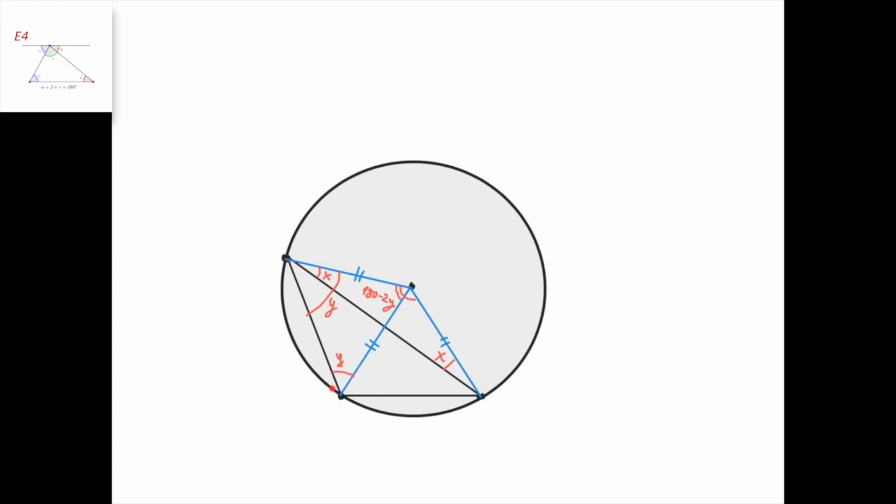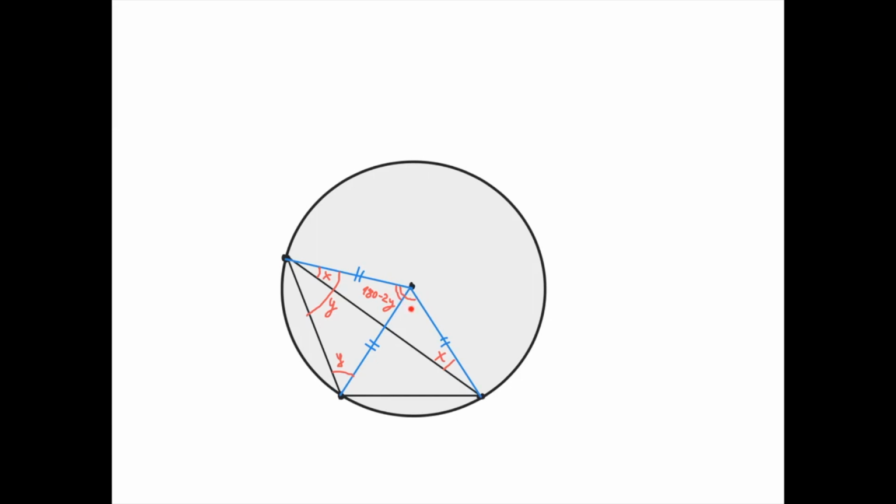The sum of the angles in this triangle is 180 degrees, so this angle here is 180 minus 2y. And same for this triangle, where this whole angle is 180 minus 2x. So the angle here would be the difference between these two. The large one is 180 minus 2x, and the small one is 180 minus 2y. So the difference would be 2y minus 2x.